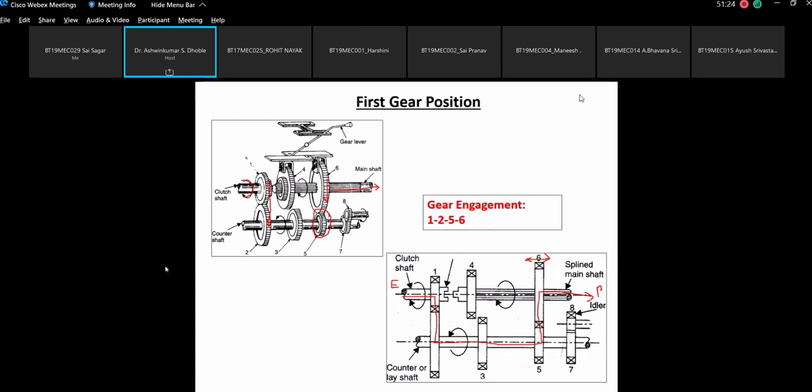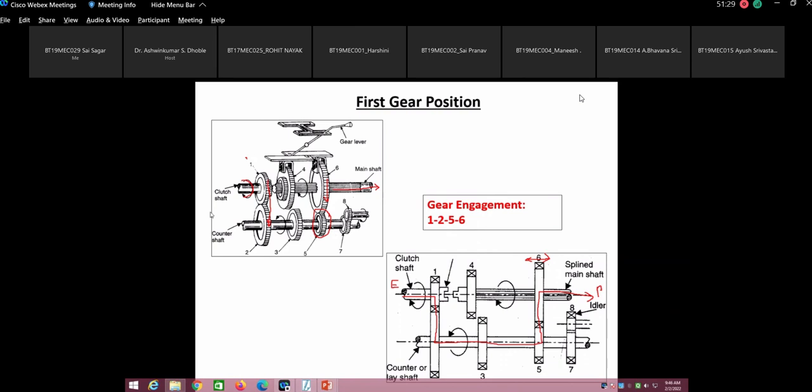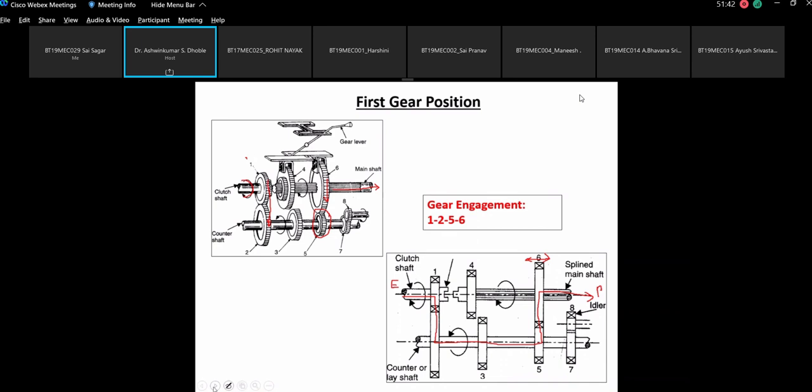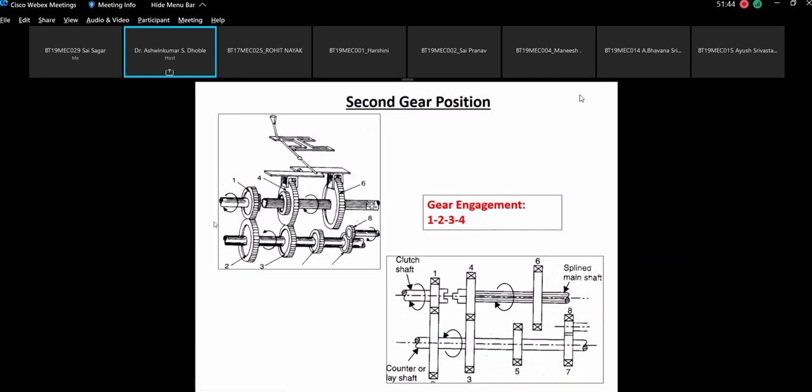Is this clear? Anybody is having any doubt in the first gear power transmission diagram? Sir, please say yes, no. Then and only then we'll go to second. Okay. Chalo, no doubt.